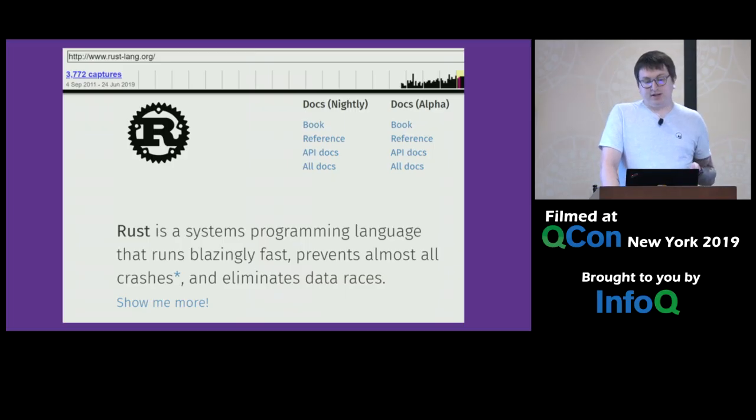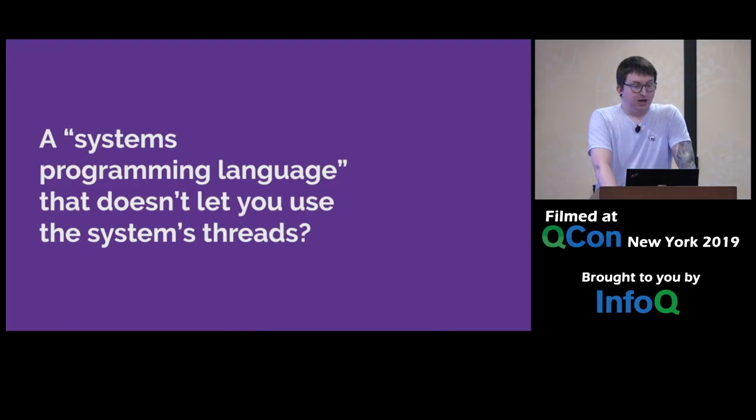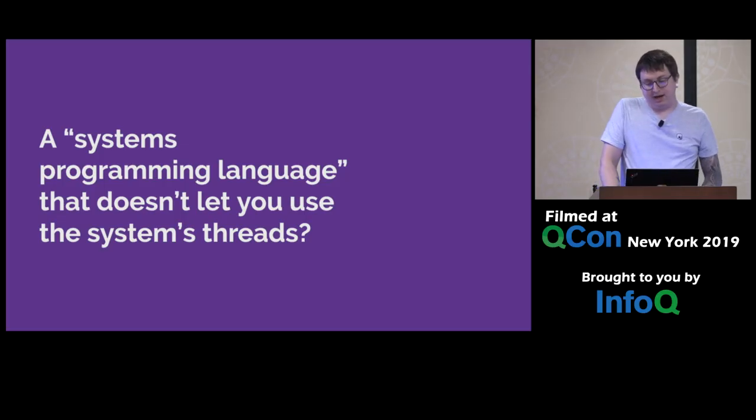This is what the Rust website used to look like a long time ago. It describes Rust as a systems programming language that runs blazingly fast, prevents all crashes, and eliminates data races. But I told you before about green threads versus system threads: green threads are provided by your runtime and native threads are provided by your OS. What does it mean to be a systems programming language if you don't offer your users the ability to use system threads? It's a fundamental API of the OS, but we're not going to let you use it. That seemed really incoherent. And so we didn't think that blocking green threads was the answer for Rust ultimately.